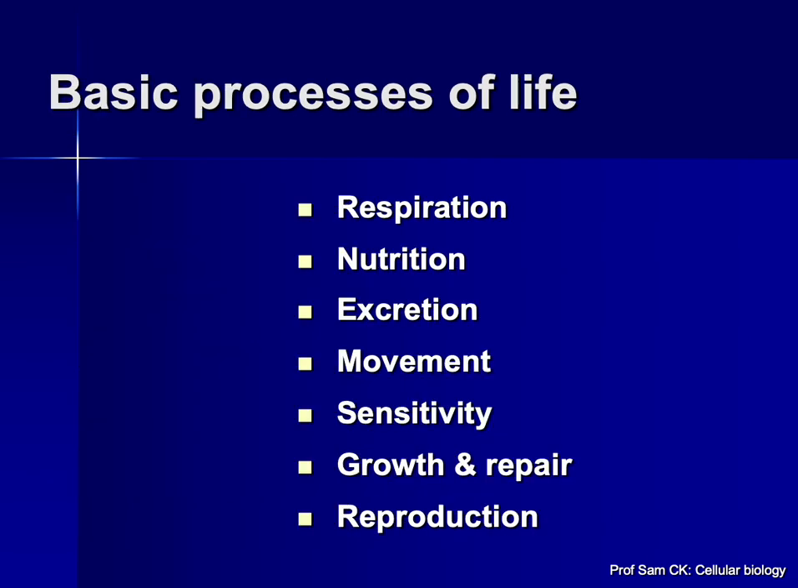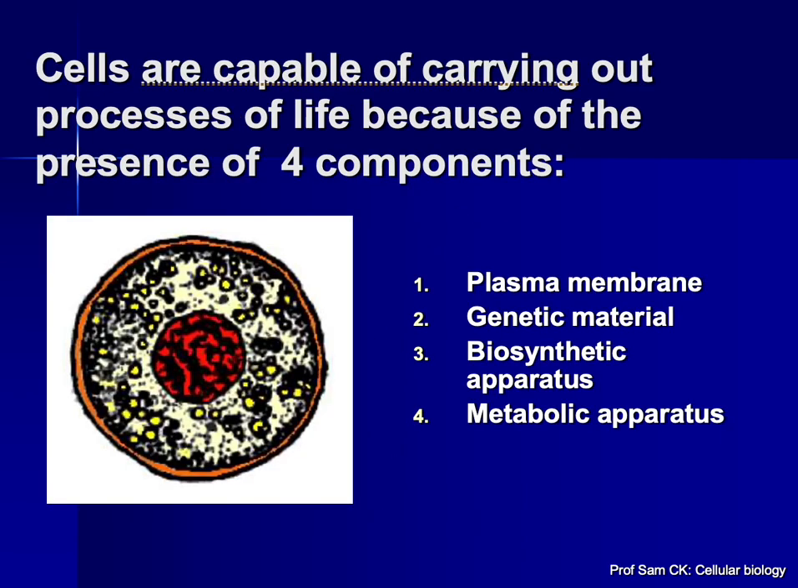And the basic processes that I mentioned before, all living things are able to carry out processes of living, for example, respiration, nutrition, excretion, movement, sensitivity, growth and repair, and also reproduction. And cells are capable of carrying out the processes of life because of the presence of four components. These four components are very important to allow the cell to carry out the basic processes. For example, the plasma membrane, the genetic material inside, the nucleus, not nucleus, so depending on whether it is a prokaryotic or eukaryotic cell, the biosynthetic apparatus, and also the metabolic apparatus. So these four components are important for the cells to carry out the processes of life.